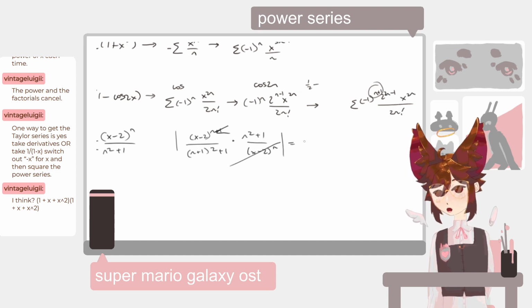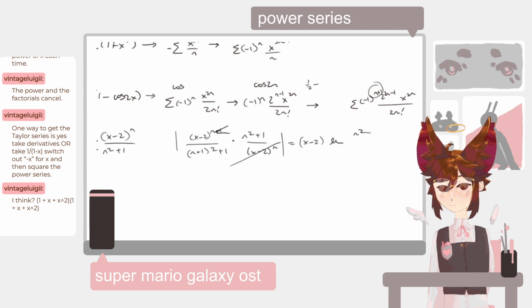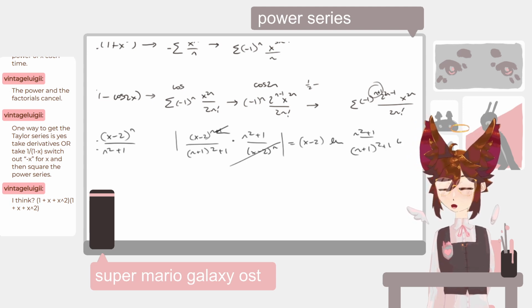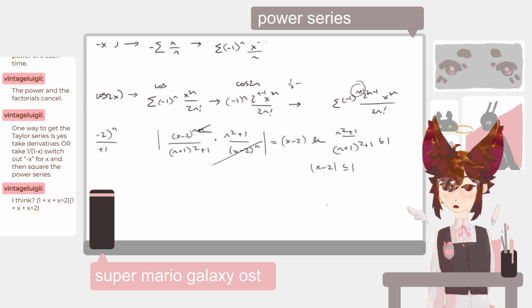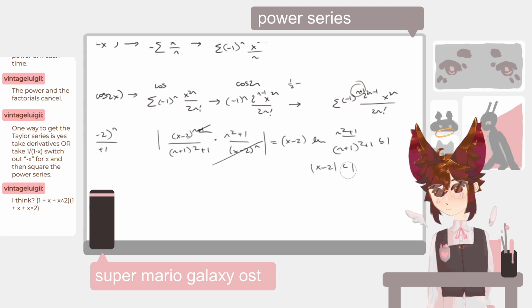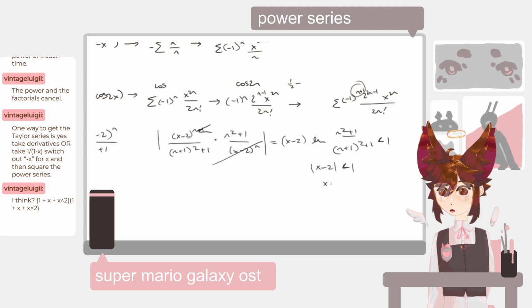Let me just pull the x minus 2 out. And then the limit just comes out as n squared plus 1 over n plus 1 squared plus 1. And that's so great. The limit is absolute value of x minus 2, and it's strictly less than 1. And then it's x in between 1 and 3.